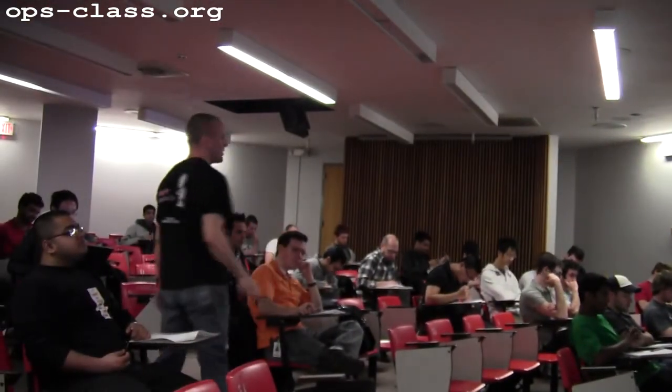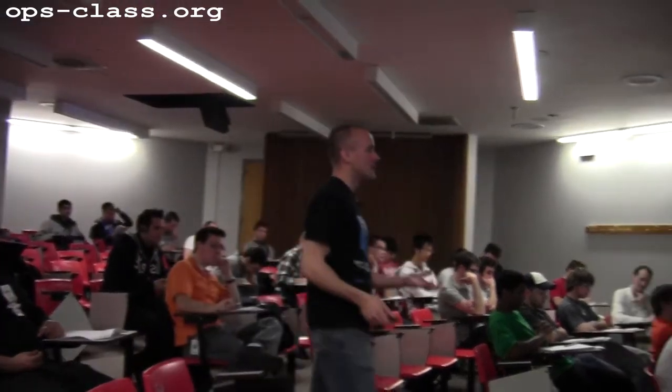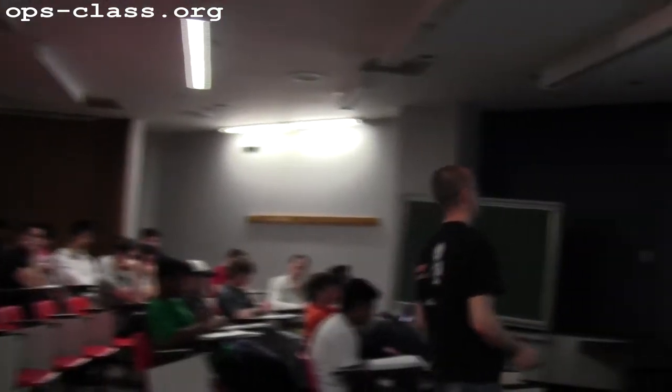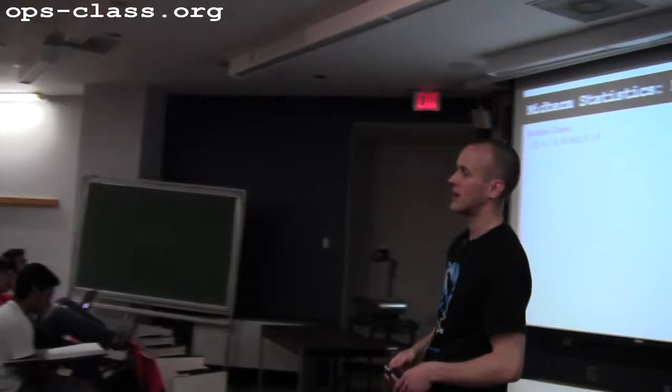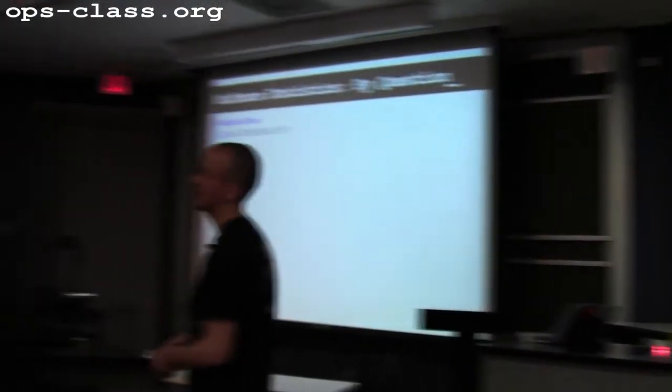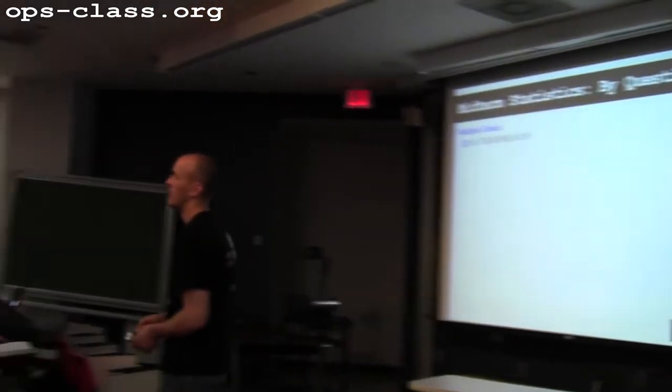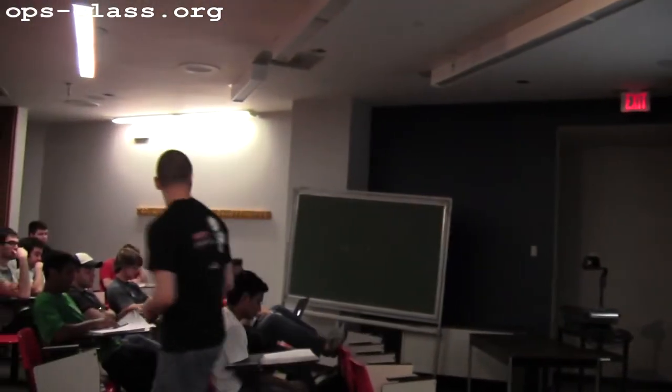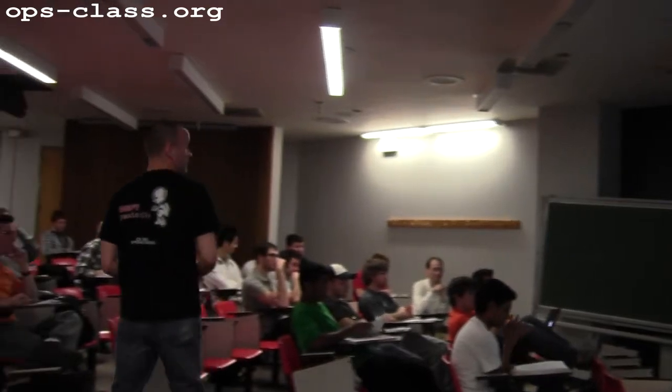So the point is that these were not designed to be hard, and by and large, people did well, right? The median out of 10 was an 8. The average was a 7.8, right? We didn't break this down question by question. I'm curious how many people got the coming to class on time question, but I don't really care. So maybe we'll try to figure that out. All right. So the short answer.